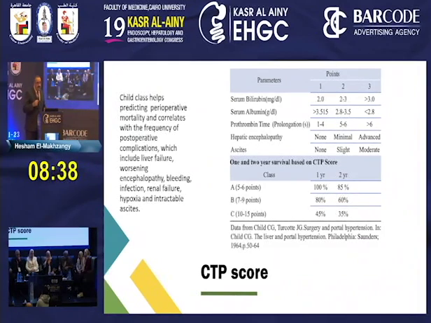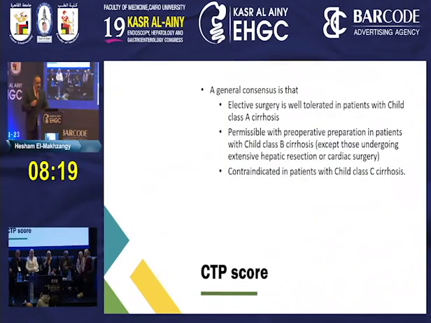This child classification helps us to predict the perioperative mortality, and it correlates with the frequency of postoperative complications. And that is why the child score was invented. It was actually to assess mortality, postoperative mortality. Now, as a general consensus, elective surgery is usually well tolerated in child A patients and contraindicated in child C patients.